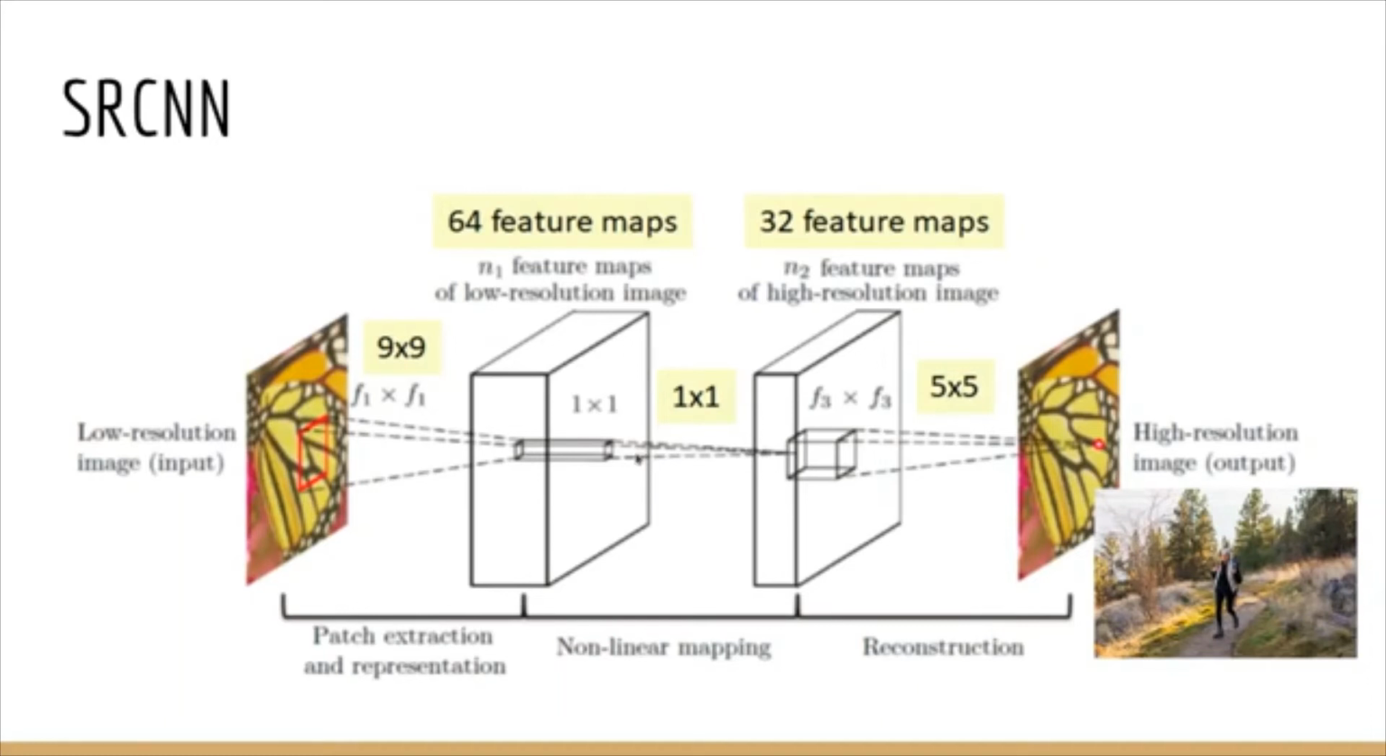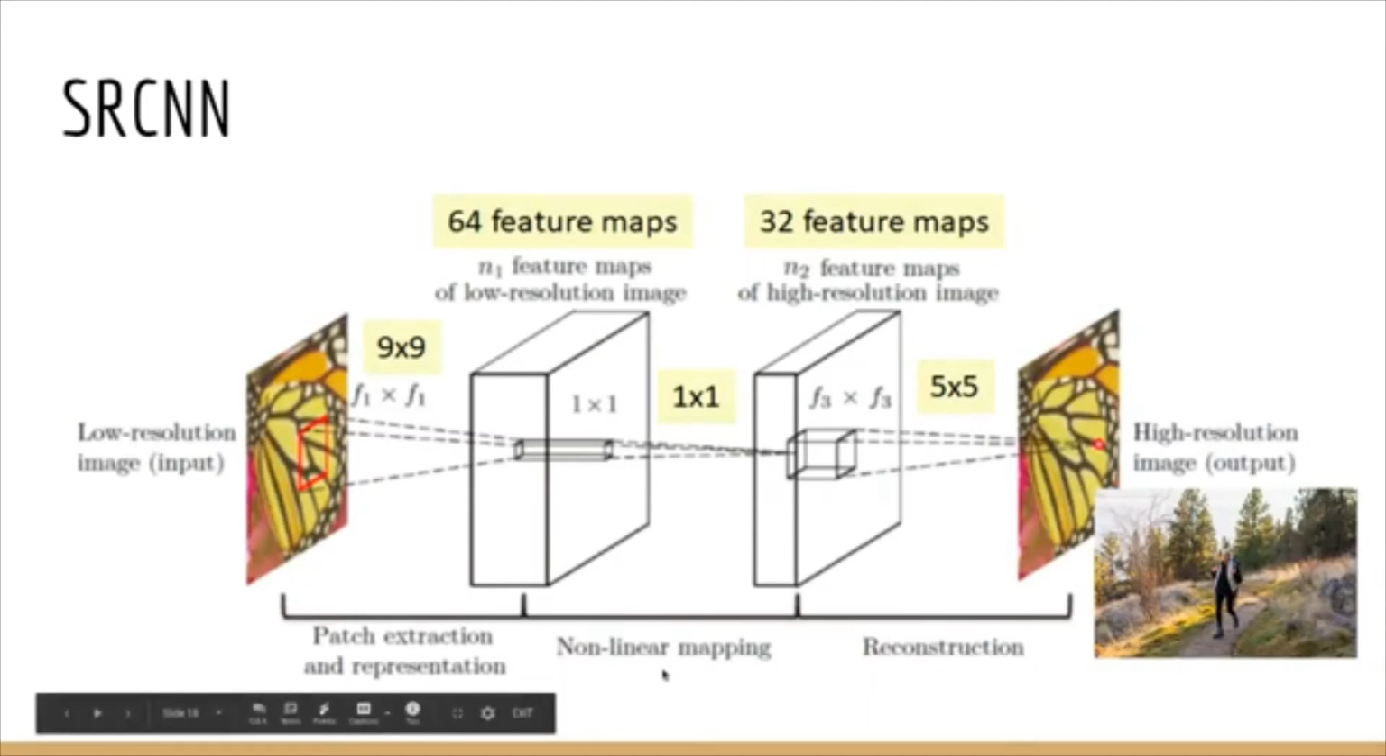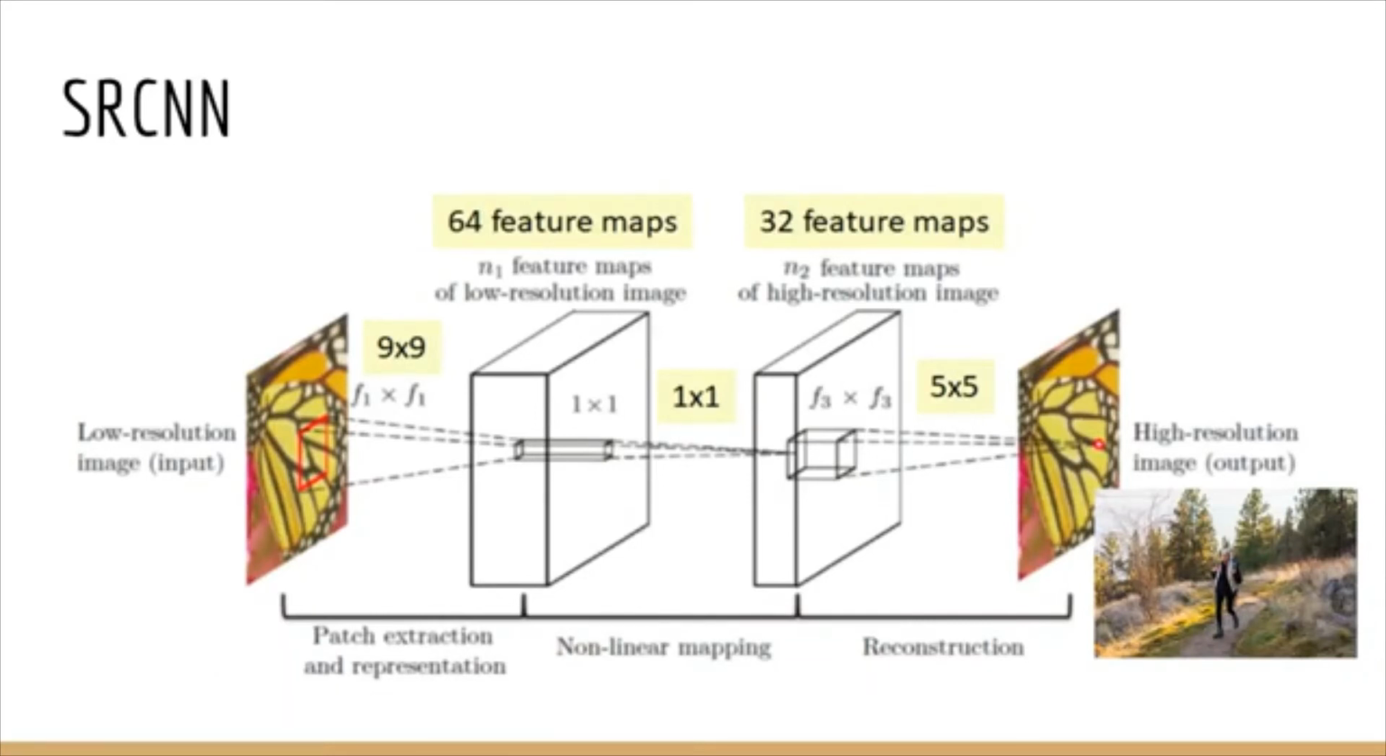And that representation can then be used to reconstruct another representation that is useful for upsampling to a high resolution image. This non-linear mapping here is effectively a dense layer. You could assume it to be a dense layer, and that dense layer lets you form extremely complex connections between the low resolution feature maps and the high resolution feature maps.